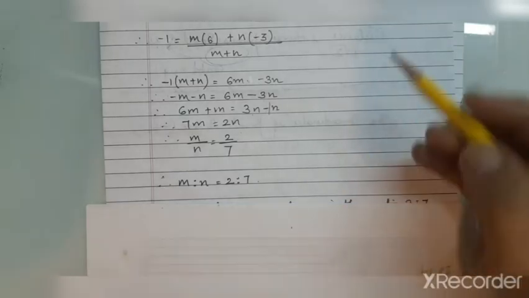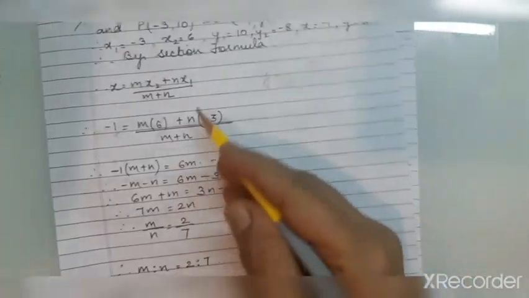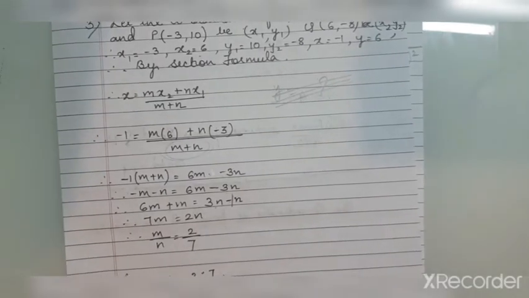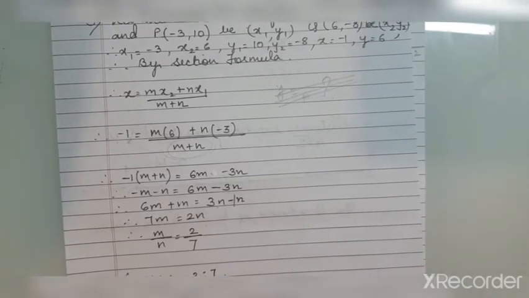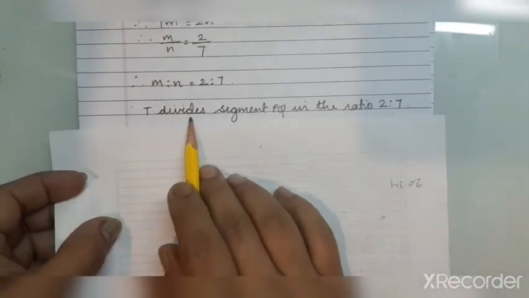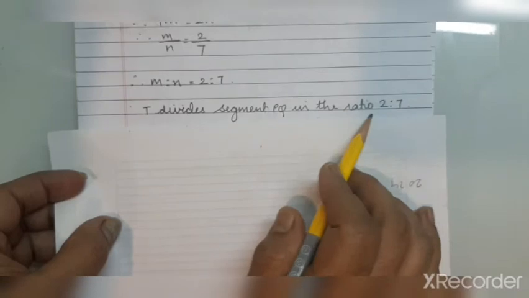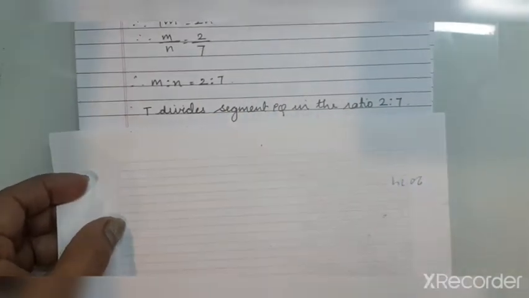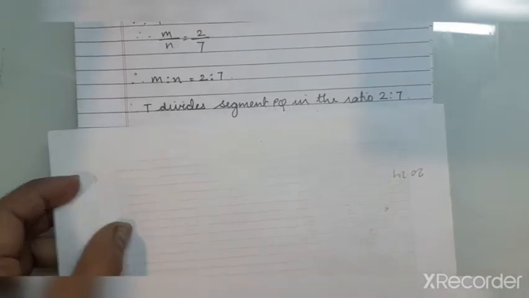So here we don't need to do the y thing. Okay, only with one x we have found. So no need of doing the y or using the formula for y. Okay, and the final statement, T is the point which divides the segment PQ in the ratio 2:7. I hope it is clear. Now moving to the next sum, that is the fourth one.